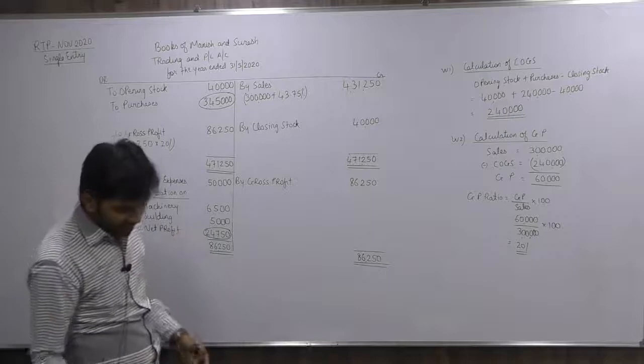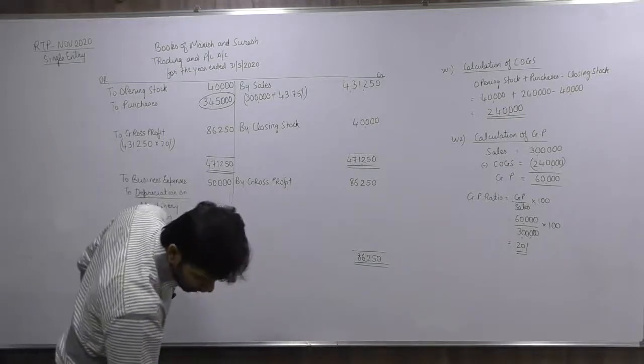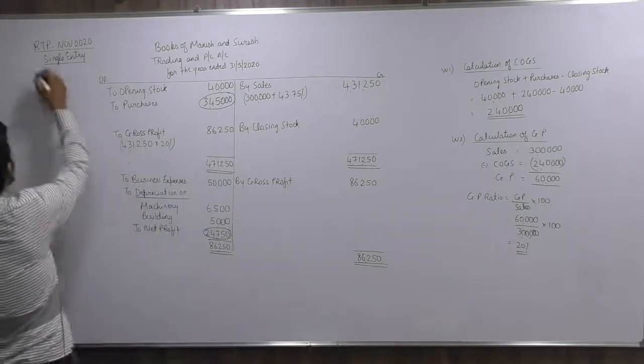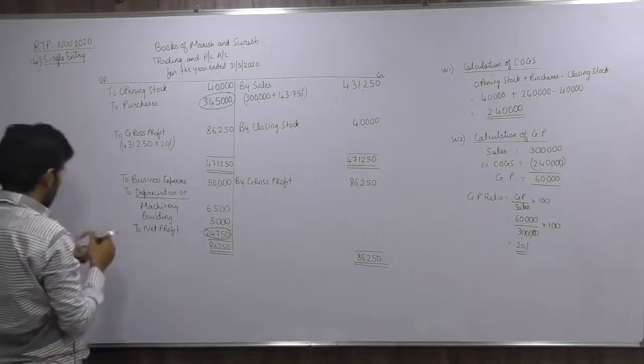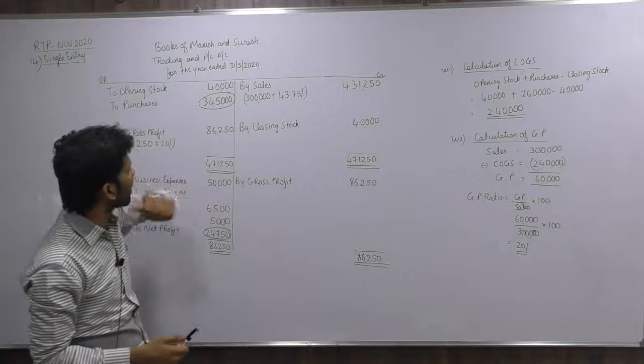That's it. We have completed single entry question number. This was question number, I forgot to write the question number. Question number 14 was single entry. That's it. Very simple sum. सिर्फ इसमें important ये था कि how to calculate the purchases.